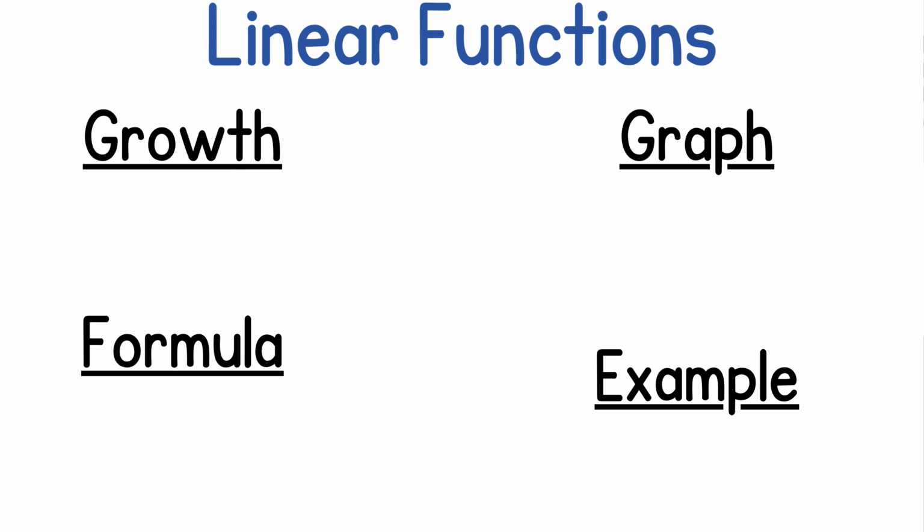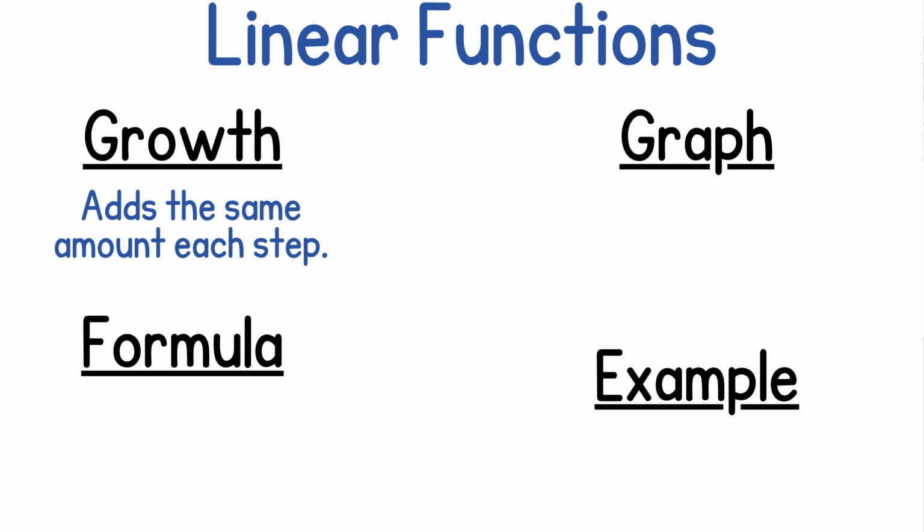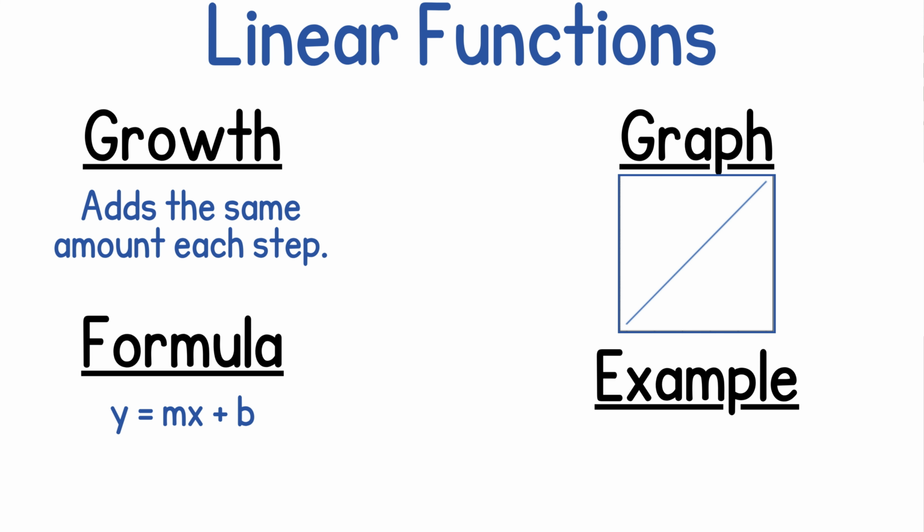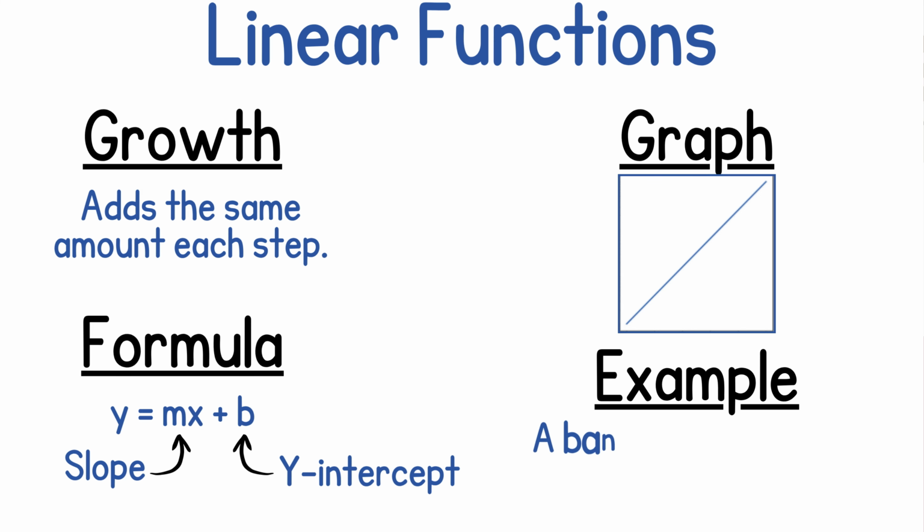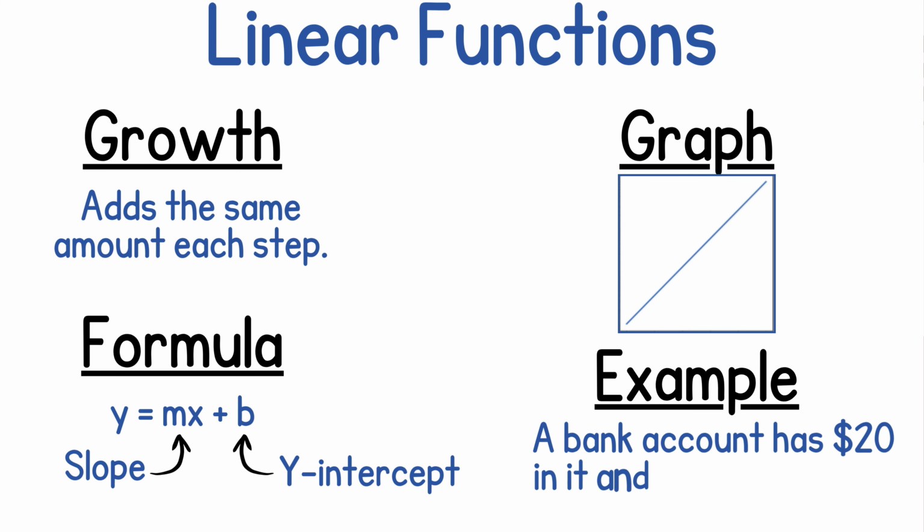So let's dive into linear functions first. The growth in a linear function adds the same amount each step, and the graph of a linear function is a straight line. The formula that we use for linear functions is y equals mx plus b, where m represents our slope and b represents our y-intercept. An example of a linear function might be that a bank account has $20 in it and it adds $5 every week.